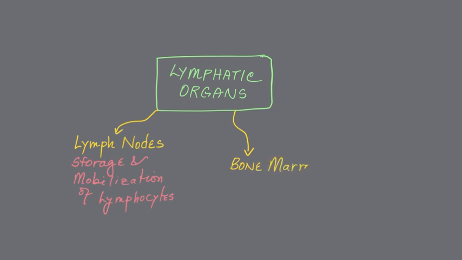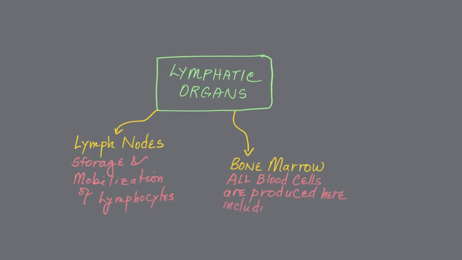The second major organ of the lymphatic system is the bone marrow. Bone marrow is found in the joints, rib cage, shoulder girdle, and hip girdle. The bone marrow is the place where all blood cells are made. This includes white blood cells, red blood cells, and platelets.